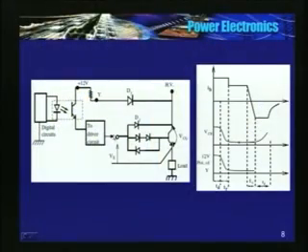Now I just want to tell you about a floating ground. Now what is a floating ground? See, in this circuit, all the control signals are applied to the BJT with respect to its emitter. So this potential is at 12 volts with respect to emitter.